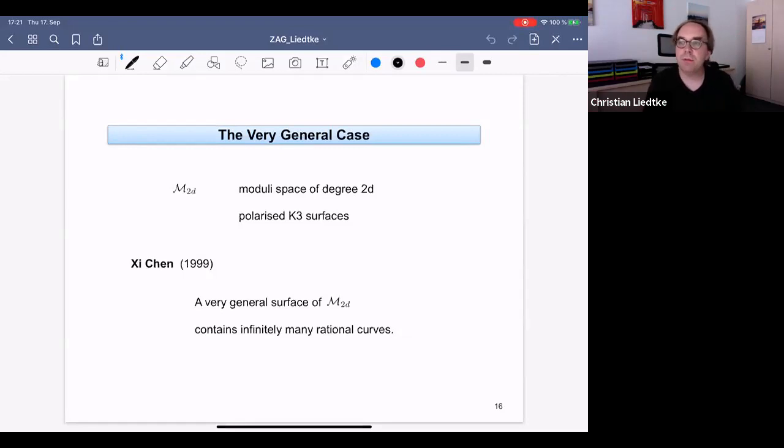So if you remove infinitely many divisors where this collapsing behavior can happen, then the result and upshot is that on a very general surface in this moduli space, with a countable union of divisors removed, a K3 surface does have infinitely many rational curves. And so from this moment on, it became clearer and clearer that this conjecture is going to be very complicated. Why? We have the very general case.